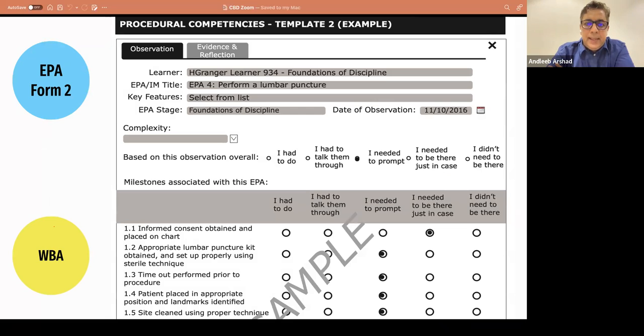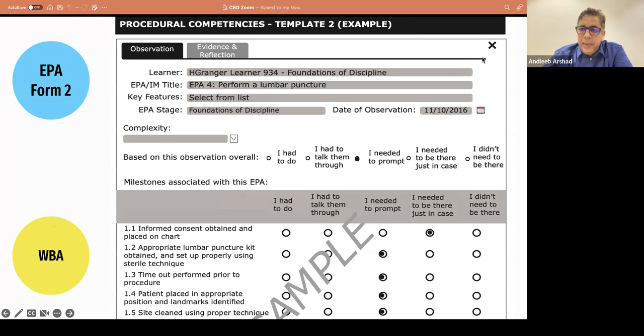So this is an EPA, which is perform a lumbar puncture. This could be an EPA, for example, for the foundations stage of neurosurgery, right? It doesn't mention it because this is just an example. So all those details are not there on the top. So this could be an EPA for the foundation stage of the neurosurgery program. It says that the resident should be able to perform a lumbar puncture, of course, independently, and therefore it is an EPA.